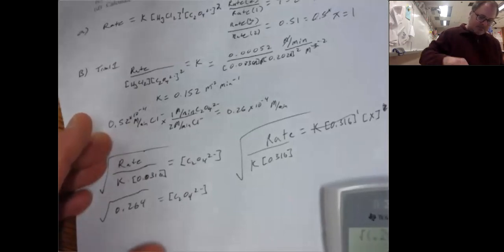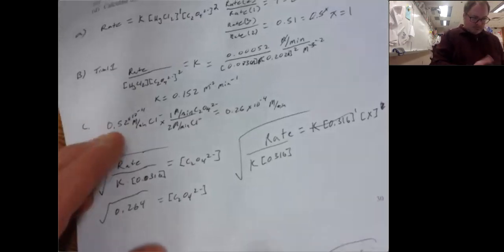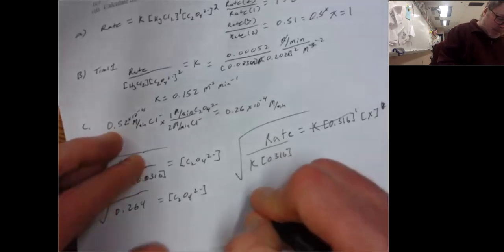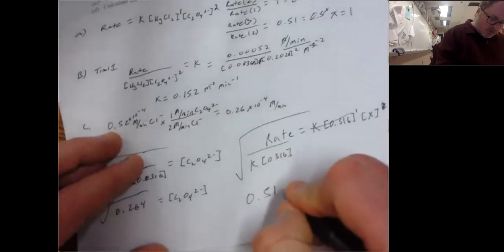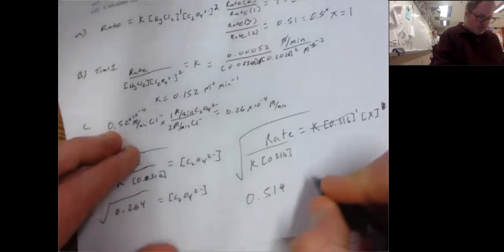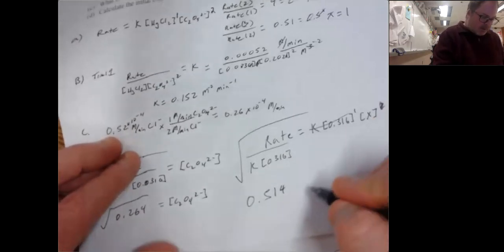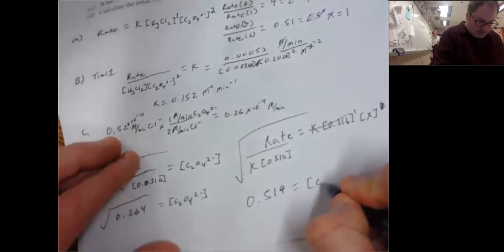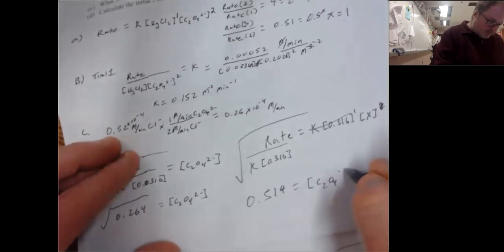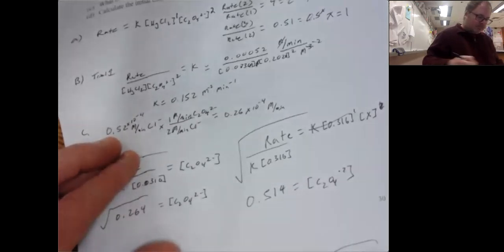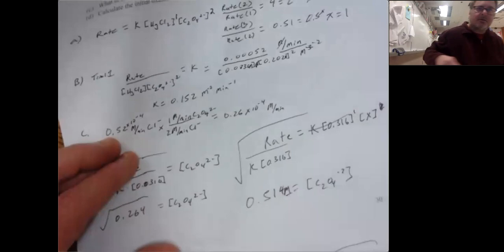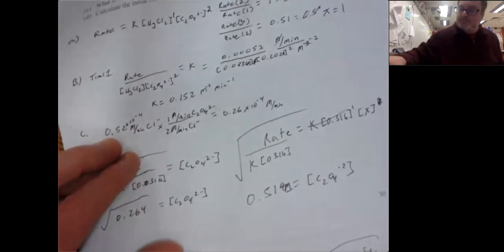.264. So we get 0.514 for the concentration of the C2O4 2-, the oxalate ion. It is a concentration, so we should have moles per liter on there.